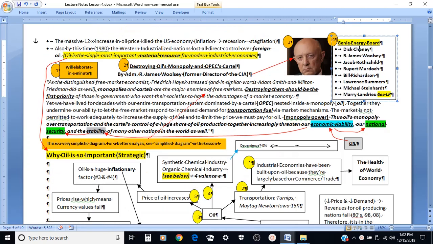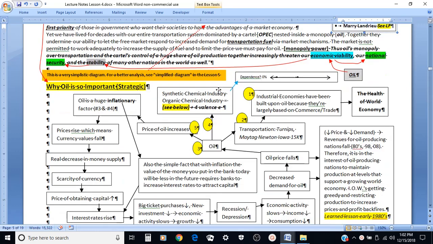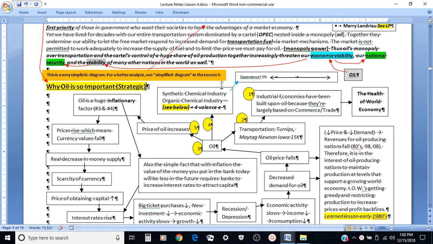Well, how do you destroy OPEC? That's what we're going to get to in upcoming lessons. But today what I want to do is emphasize the importance of oil and factors that control oil price. So why is oil so important to the economy, to the world economy, to our economy? Right? Why is it strategic? We'll see more why it's strategic when we get to Winston Churchill in 1911. We'll get to that in the next lesson.